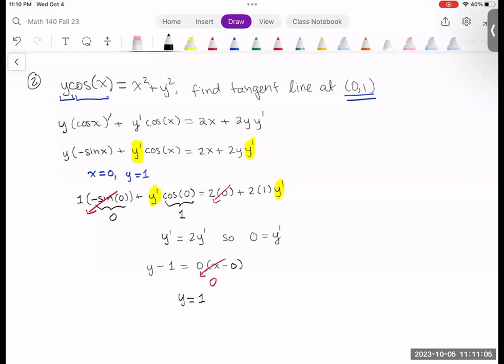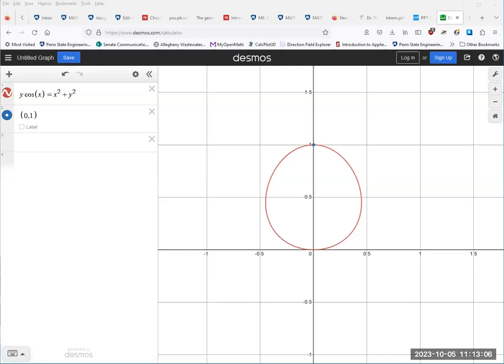And we can double check our work by looking at Desmos. So I'm going to pause and pull that up. Okay, so this produces this funny egg-shaped graph. We have the point (0, 1), and what we found for our tangent line was y equals 1. Taking a look at our graph, we see this is absolutely correct. Awesome. Let's take a look at another example.